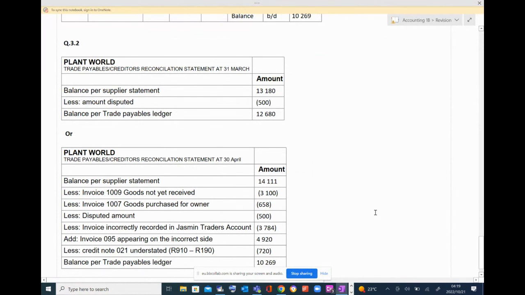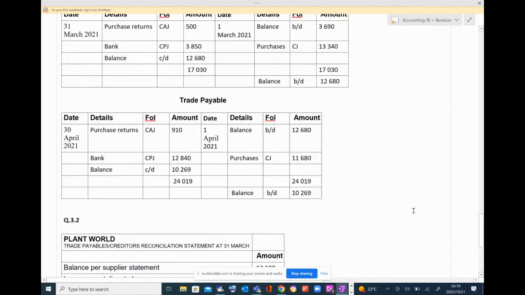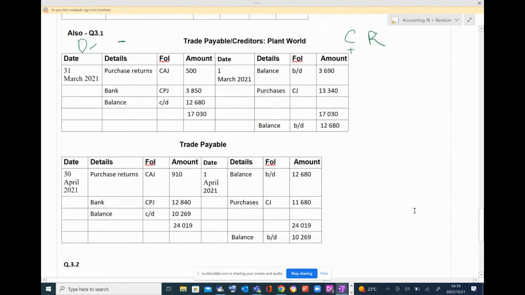So that 500, you can see they even listed it as amount disputed. Can you see that? So they've recorded it, but at the same time they're saying they haven't yet agreed. So yes, we recorded in both. At least there's consistency in that regard. That's a good thing.